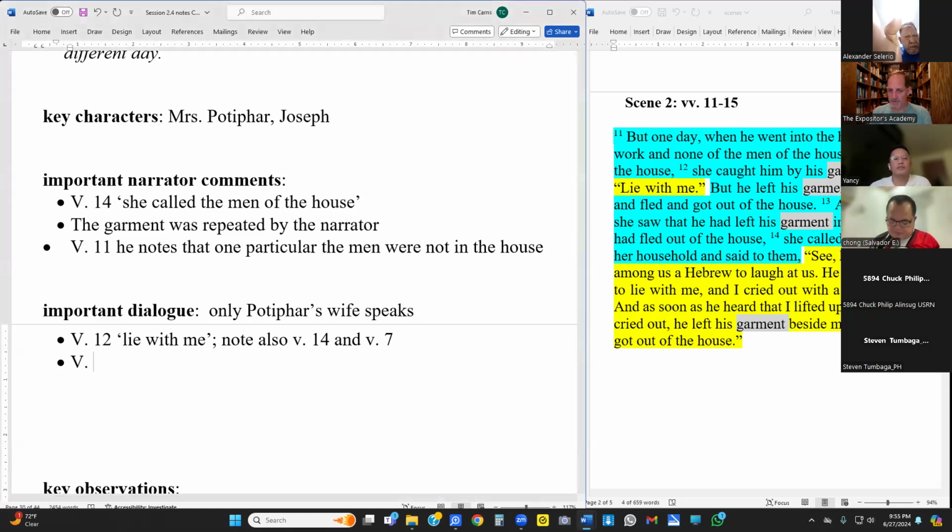And notice she refers to him as the Hebrew. So like, hey, this low life Hebrew came in here to disrespect us and try to take advantage of me. It's kind of the idea.